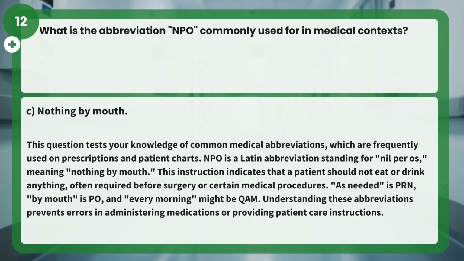As needed is PRN, by mouth is PO, and every morning might be QAM. Understanding these abbreviations prevents errors in administering medications or providing patient care instructions.